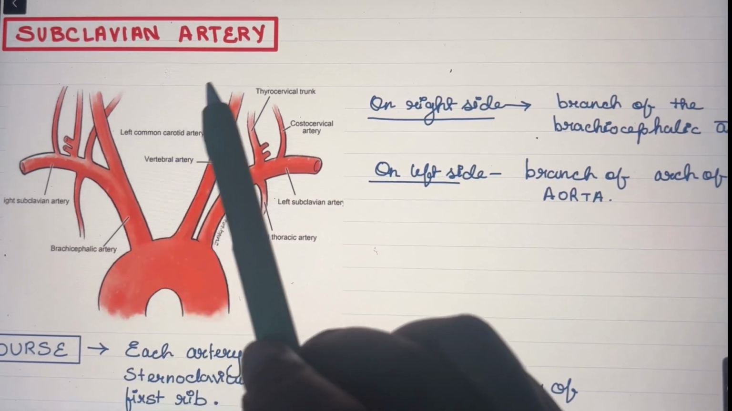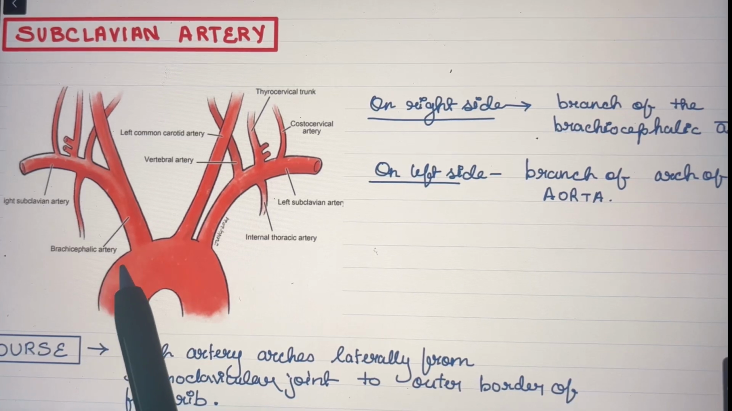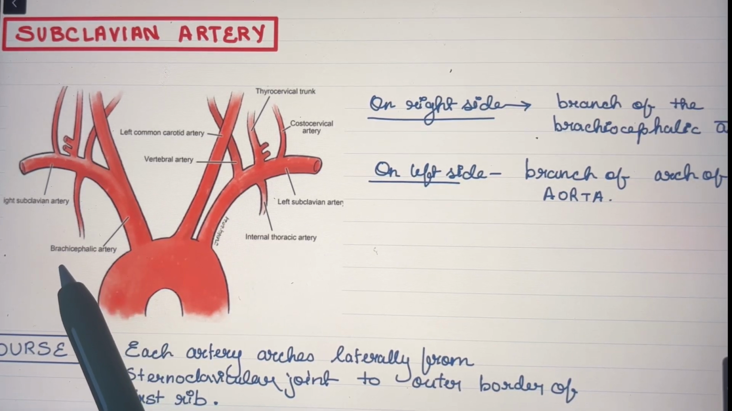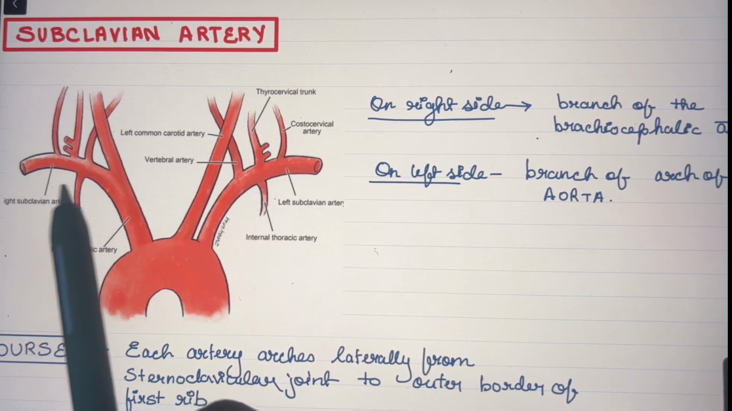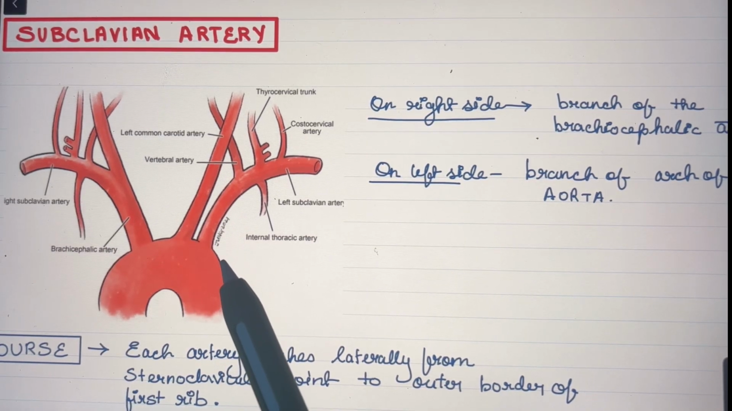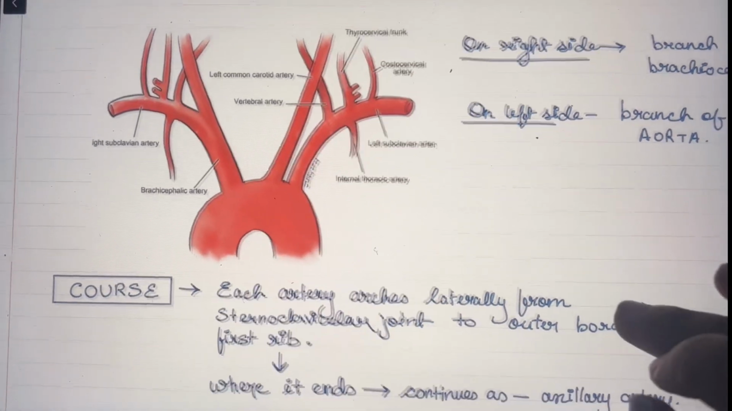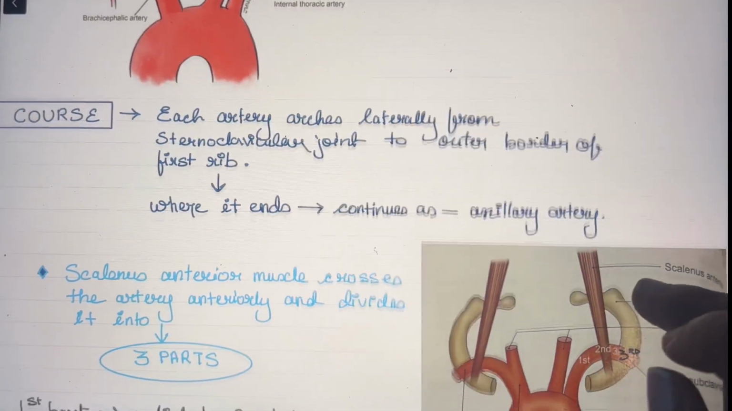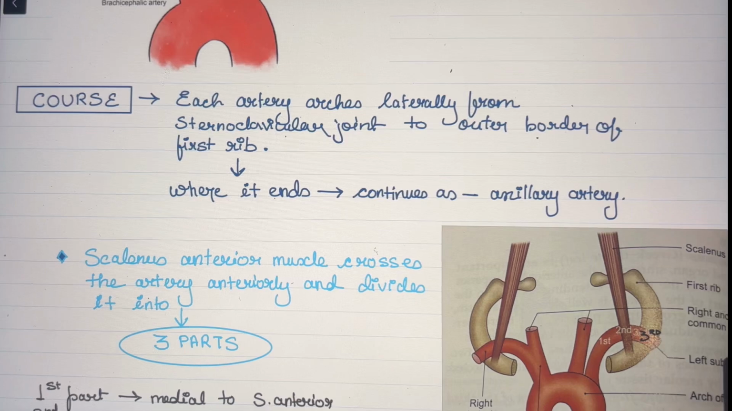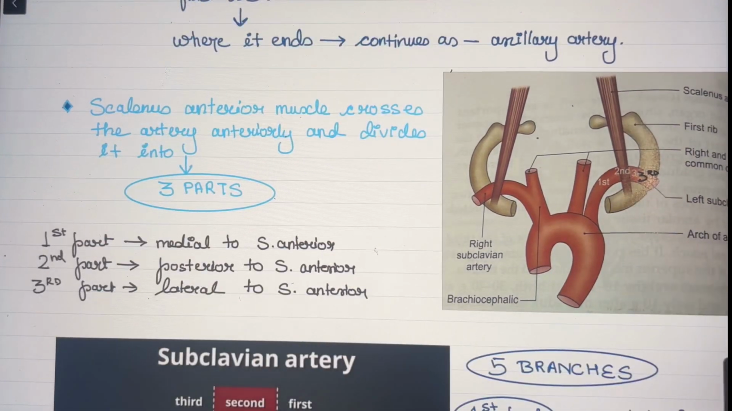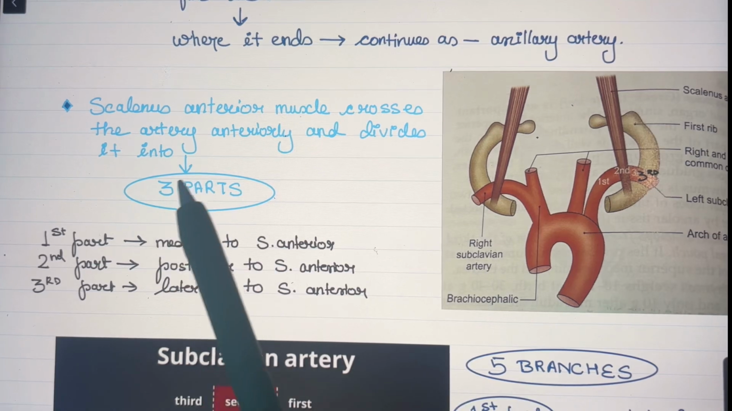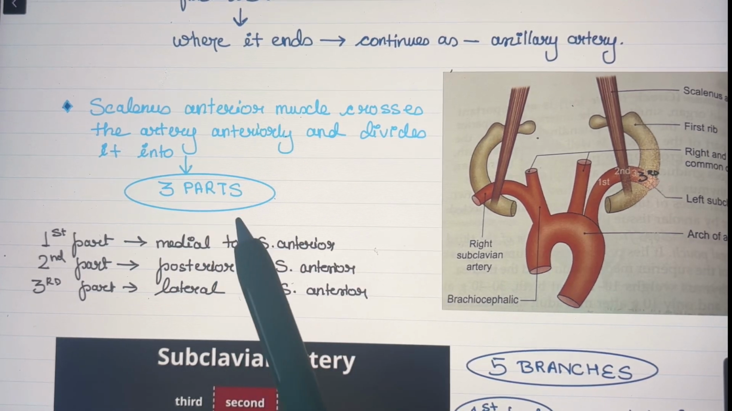So starting with the subclavian artery, over the right side the subclavian artery is arising from the brachiocephalic artery, and over the left side the subclavian artery is directly arising from the arch of aorta. So the course of the subclavian artery: each artery arises laterally from the sternoclavicular joint to the outer border of the first rib, where it ends and continues as the axillary artery. The scalenus anterior muscle crosses the artery anteriorly and divides it into three parts.